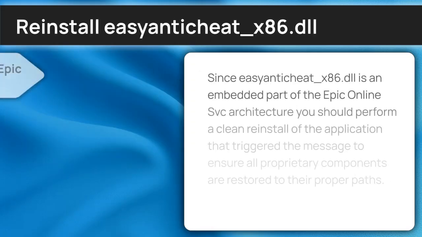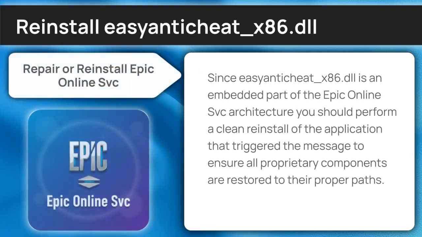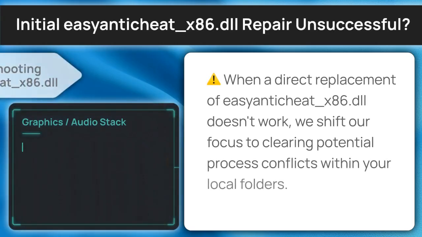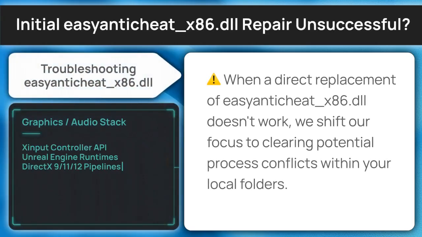Since the Easy Anti-Cheat x86 module DLL is an embedded part of the Epic Online Services architecture, you should perform a clean reinstall of the application that triggered the message to ensure all proprietary components are restored to their proper paths. When a standard reinstall doesn't cut it, we move to advanced diagnostic steps to ensure the system is properly configured.